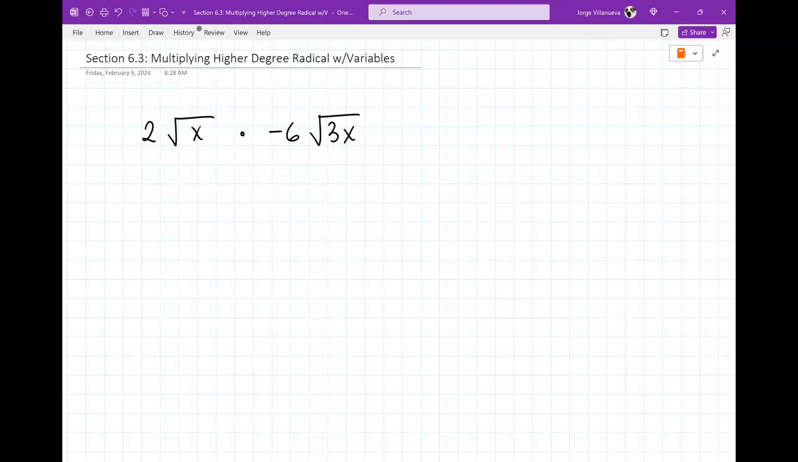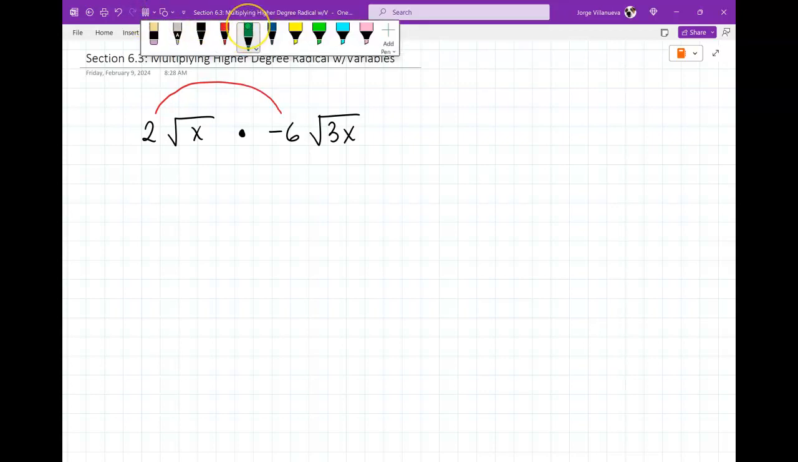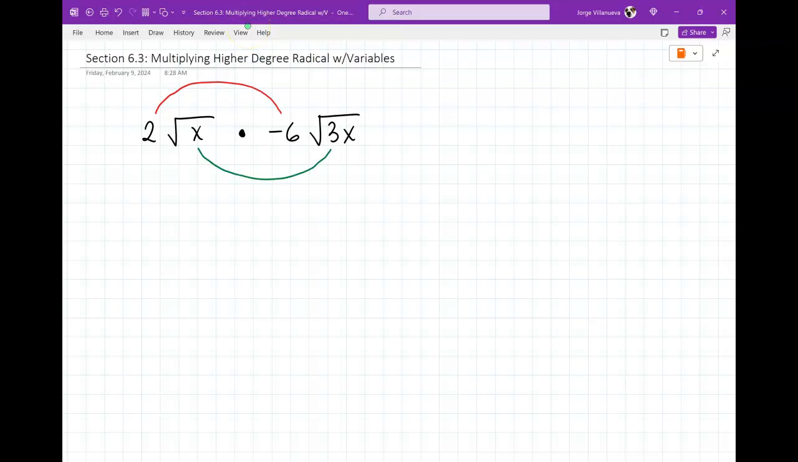All right, so they want you to multiply that. Then what you're supposed to do is you multiply the outsides only and the insides only. So the outsides multiply together, the insides multiply together. You never multiply like the 2 times the 3x. Don't do that. The 3x is inside the radical. The 2 is outside. So if it's outside, you're going to multiply it with anything outside. And whatever's on the inside will multiply with whatever's on the inside.